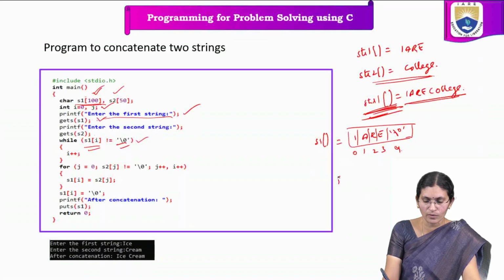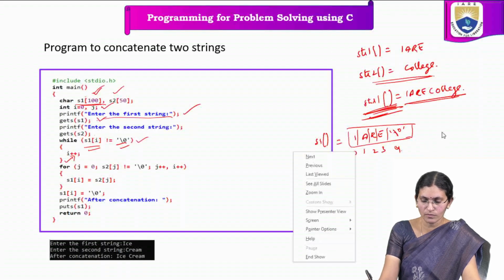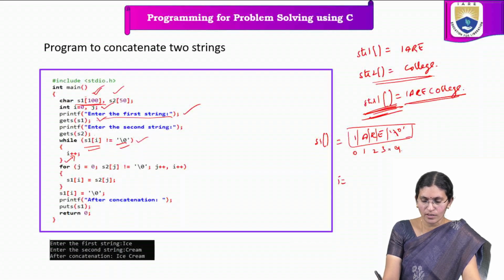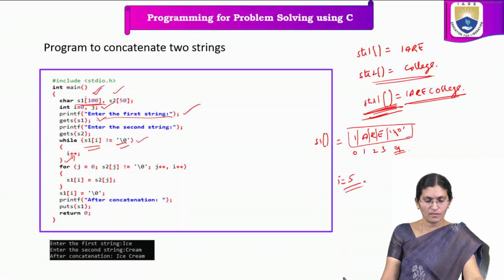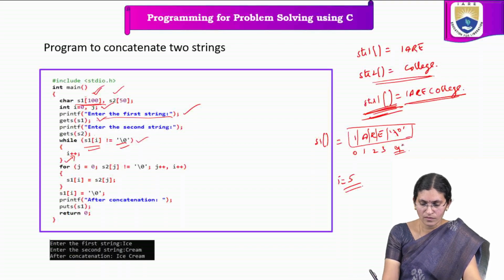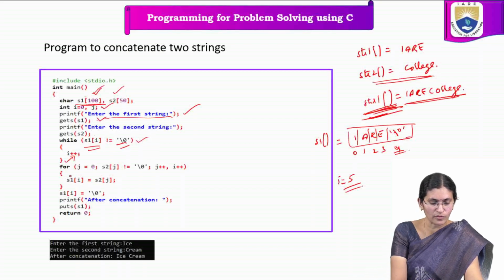So after this while loop, i value is equal to, initially i value is 0. So when it is entering this loop, first element when it is entering, it is equal to 1, 2, 3, 4. When it occurs this, it will be 5. So therefore it will start from next when it is coming to this for loop.